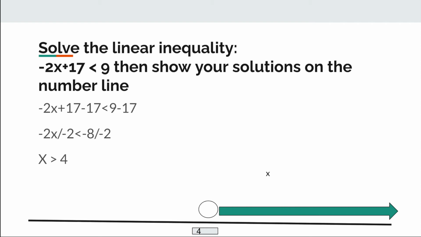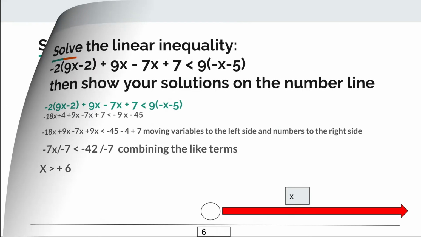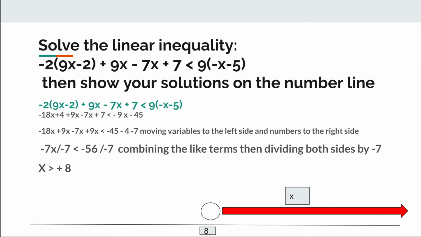Why did I draw the arrow to the right side, not to the left side? Because x is greater, not less than, okay? So what about this one? Solve the linear inequality negative 2 times (9x minus 2) plus 9x minus 7x plus 7 less than 9 times (negative x minus 5). So here there are parentheses, there are variables on both sides, which is fine. So I started with doing the distributive property.